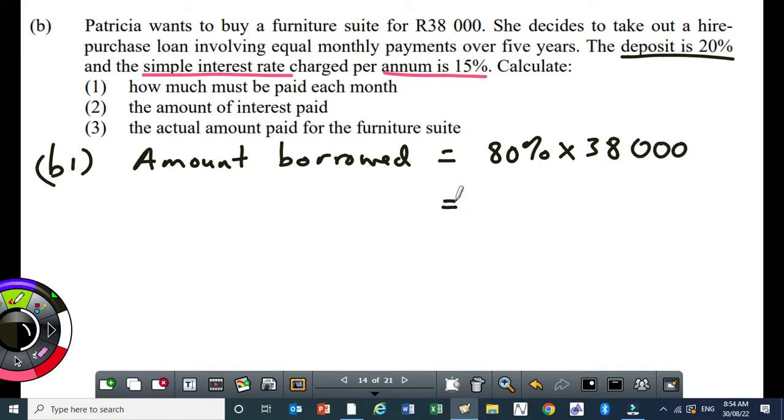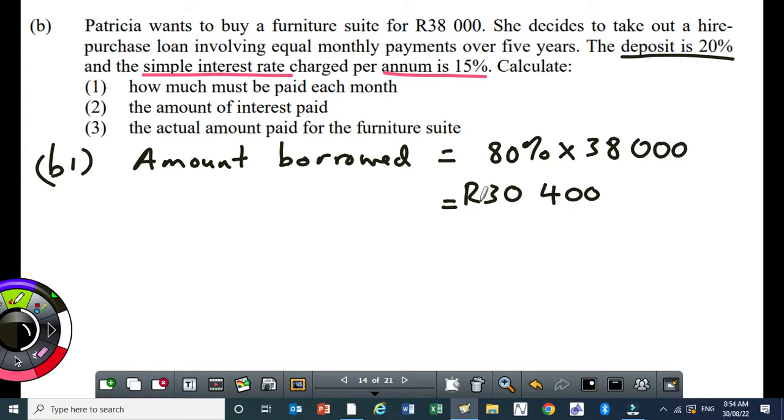What answer do you get? 30,400. So she borrowed 30,400, which means the other 7,600 she paid cash as a deposit.